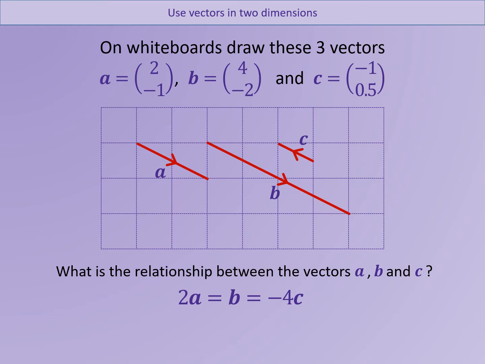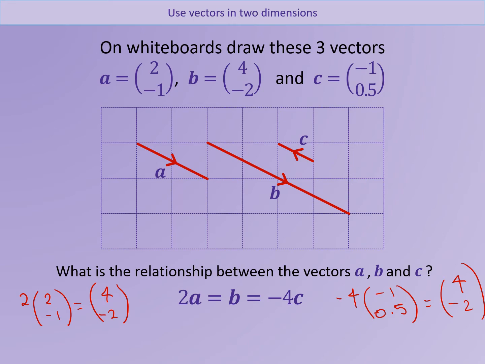Now you could do this calculation as well, so we can actually multiply a vector by a number, by a scalar. So 2 lots of A would be 2 times 2, which is 4, and 2 times -1, which is -2, so you can see that is B there. And if we did the same thing for C and did -4 times C, that would give us (4, -2). So indeed it does give us the same thing.